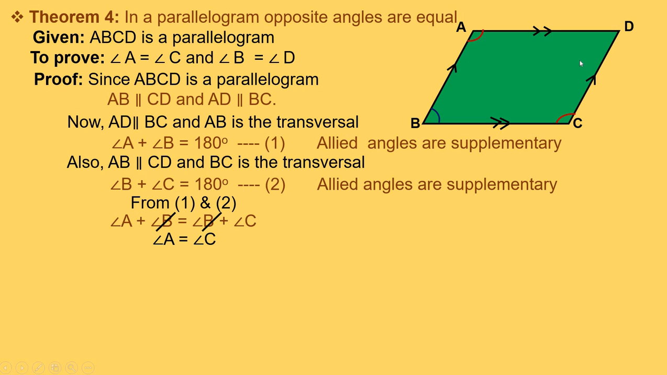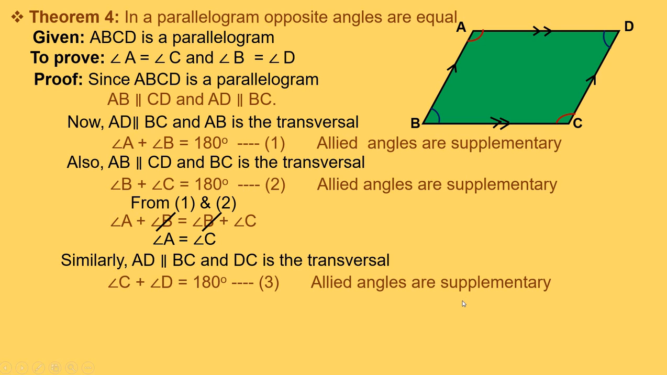Similarly, AD is parallel to BC and DC is the transversal. So we have angle C plus angle D is equal to 180 degrees. Again, allied angles are supplementary. Let's take it as equation 3. Now, from equations 2 and 3, angle B plus angle C is equal to 180 degrees and angle C plus angle D is equal to 180 degrees.